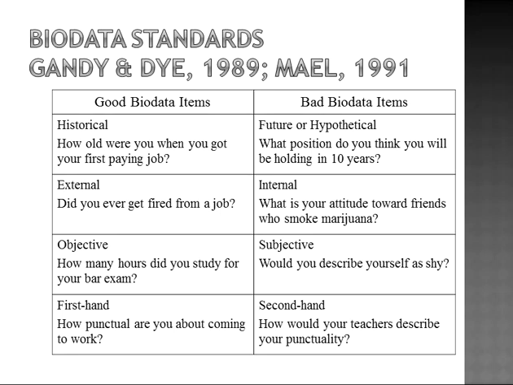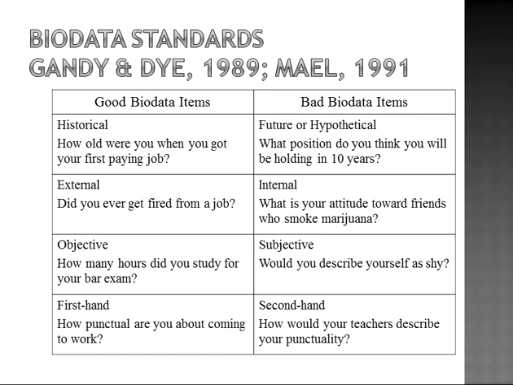Here are some biodata standards. We have good biodata items on the left column and bad biodata items on the right. So let's look at a couple of these real quickly here. Historical. How old were you when you got your first paying job? External. Did you ever get fired from a job? Objective. How many hours did you study for the bar exam? Firsthand. How punctual are you about coming to work?